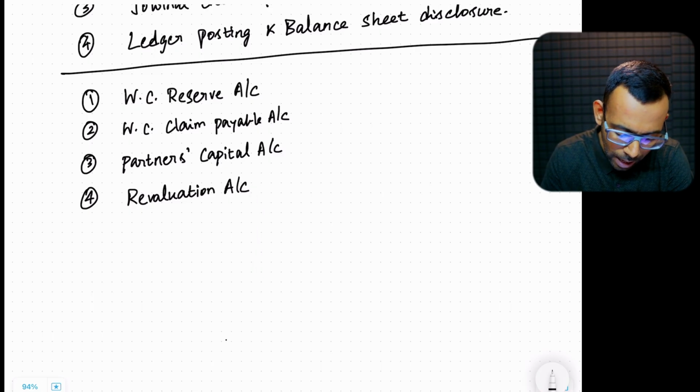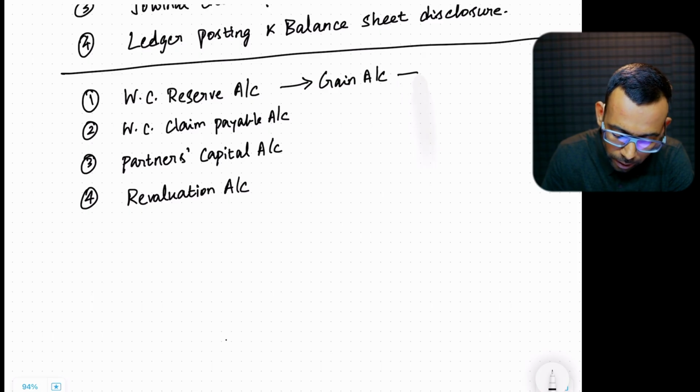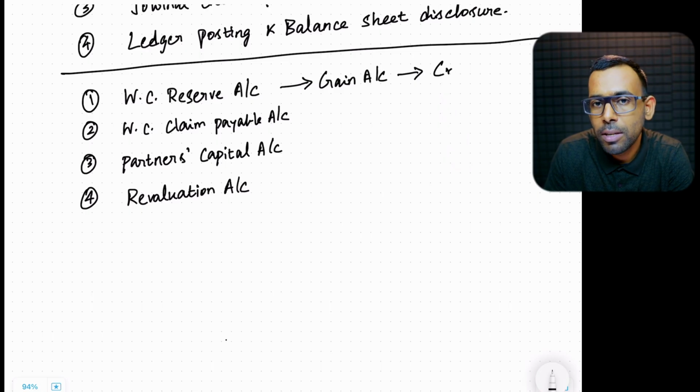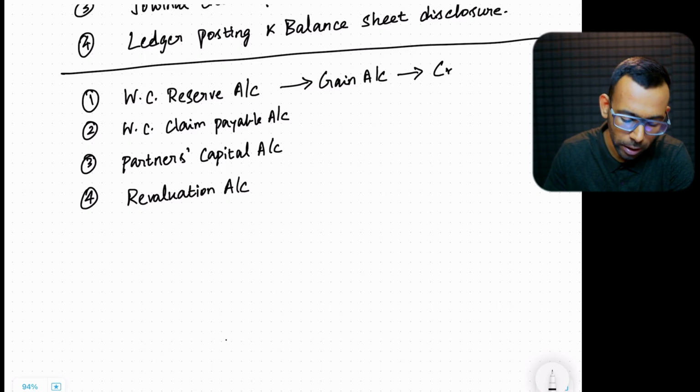Okay. Now let us understand the nature of each ledger. Reserve account: the nature is an accumulated profit or a gain account. And because this is a gain account, the natural orientation of this ledger is the credit side. Every ledger will have a natural orientation, isn't it? So if it is an asset, it has debit side, liability credit side, expense debit side, income credit side, and then capital credit side. So this is a gain account, like an income account, an accumulated income account. Therefore, it goes to the credit side.